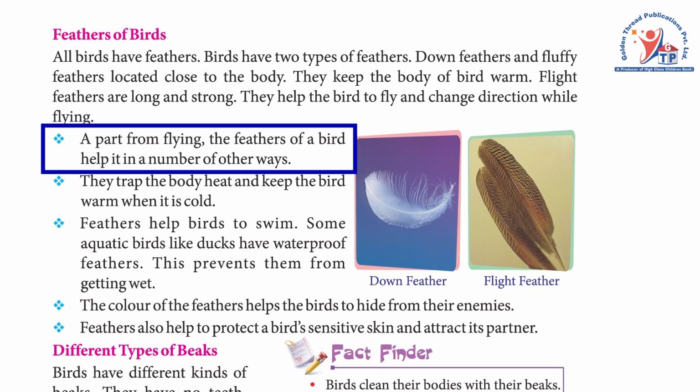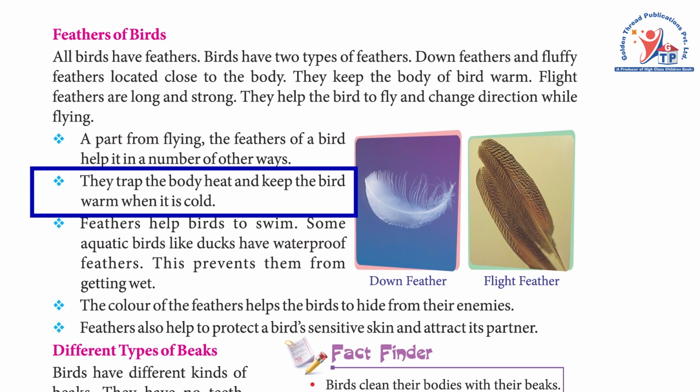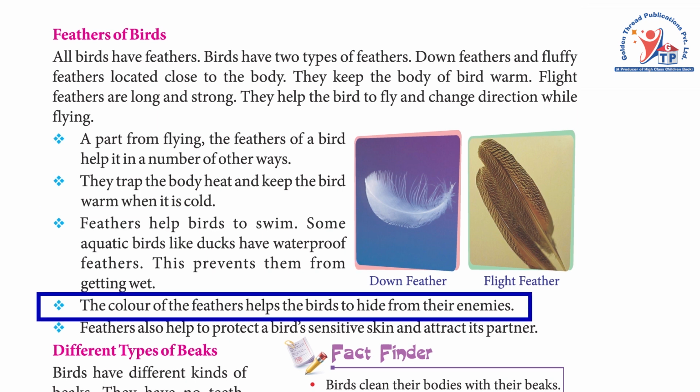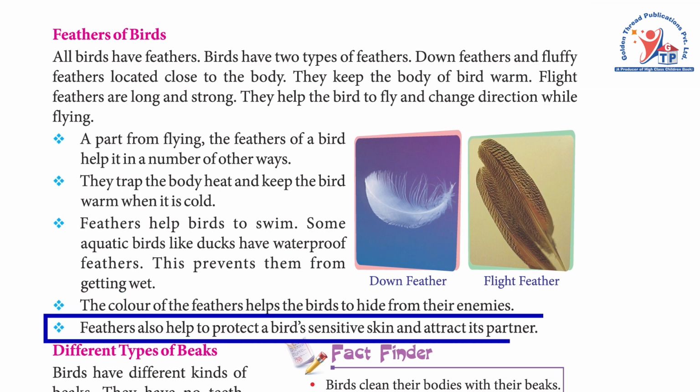Apart from flying, the feathers of a bird help it in a number of other ways. They trap the body heat and keep the bird warm when it is cold. Feathers help birds to swim. Some aquatic birds like ducks have waterproof feathers. This prevents them from getting wet. The color of the feathers helps the birds to hide from their enemies. Feathers also help to protect a bird's sensitive skin and attract its partner.